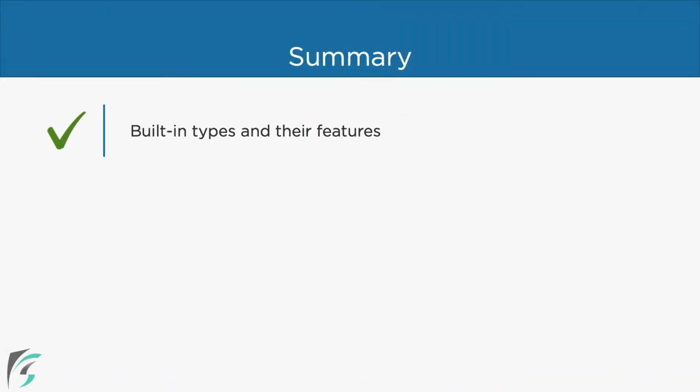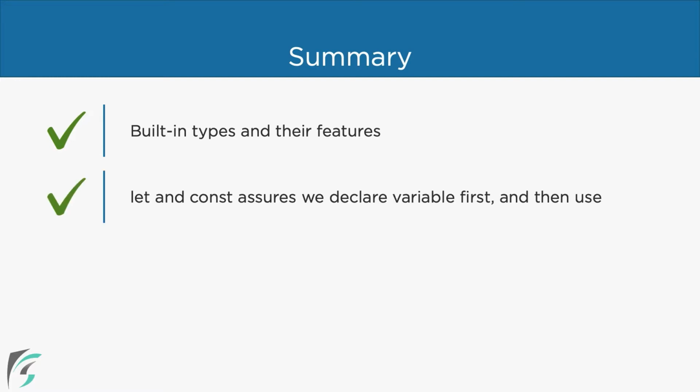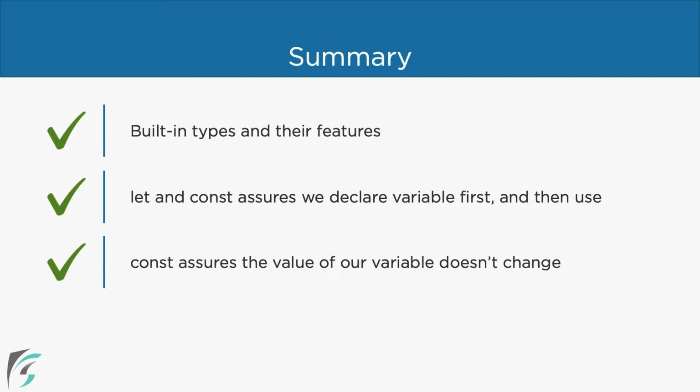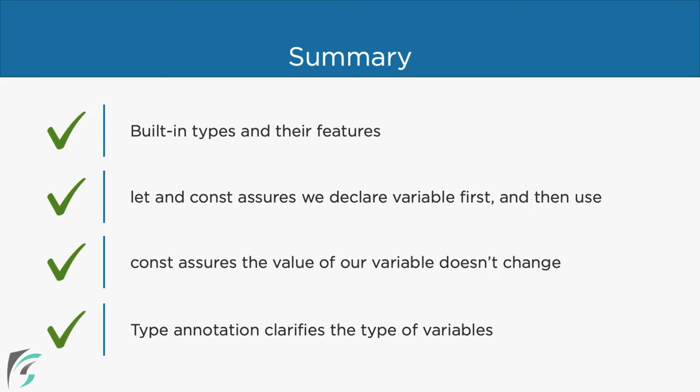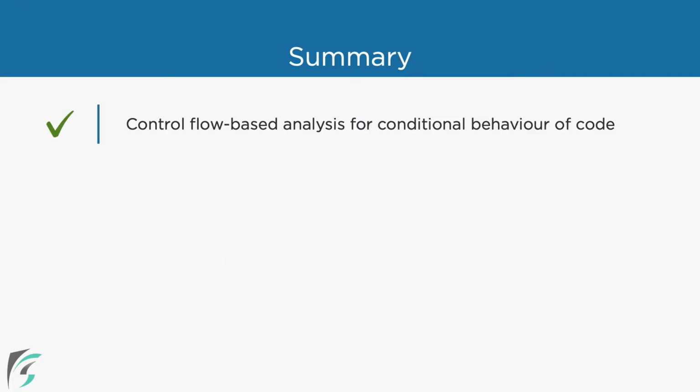So in this module, we covered several built-in TypeScript types and their features. We saw how the let and const keywords make sure we define a variable before using it. We saw that const assures the value of a variable doesn't change. The type annotation feature of TypeScript increases the clarity about the type of variables. The control flow based analysis helps us to have conditional behavior for our code and work with specific types. We, however, have the flexibility to use several types for a particular variable using union types.